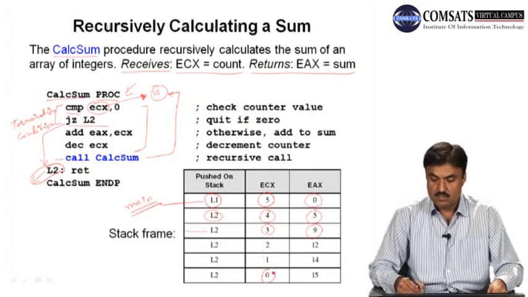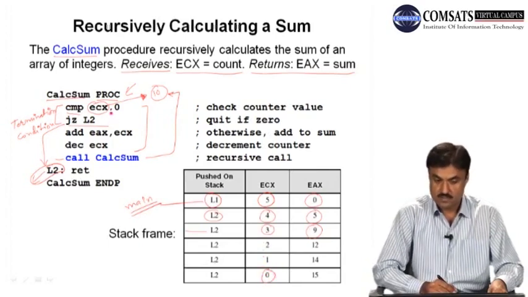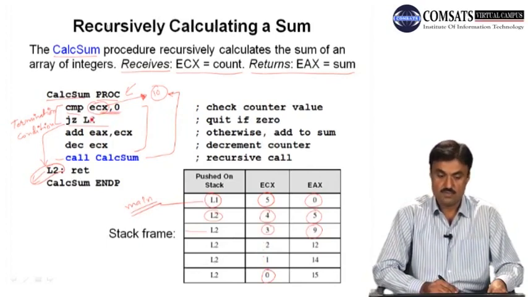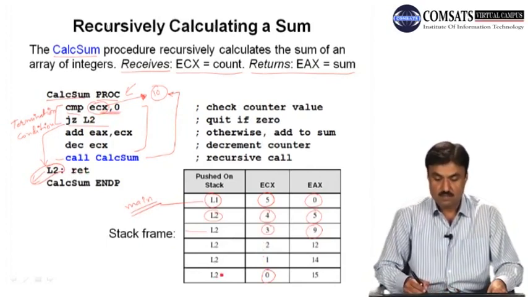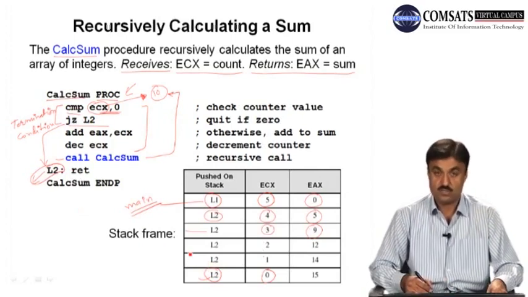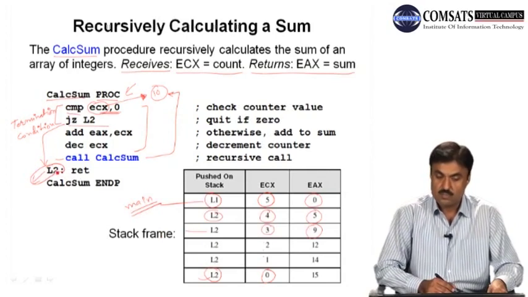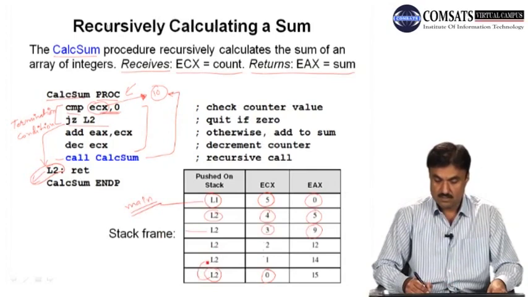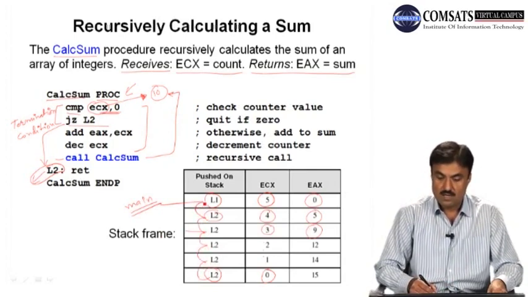When the ECX is equal to 0, and when we are calling this procedure, so now this one, ECX is equal to 0, so this condition will be true, and we are actually returning back. So the stack, we were reading this instruction L2, and return back to the previous procedure call, and in previous procedure call again we have stored the same address, so we will return back to the same address and same address and so on, until we return back to the main program.